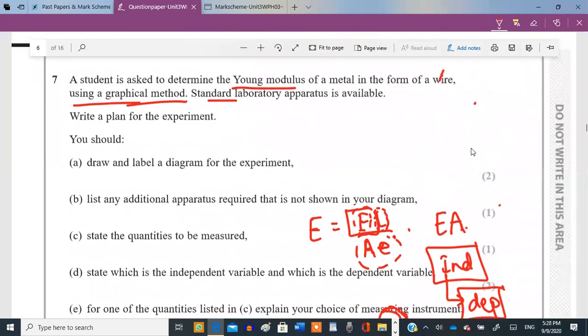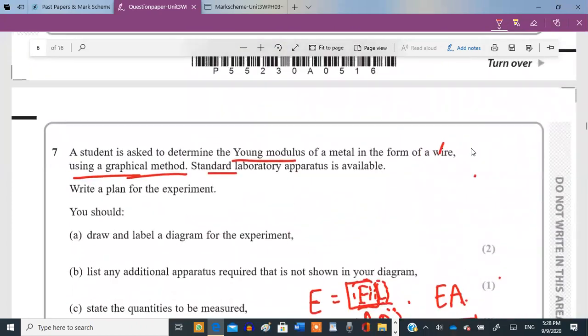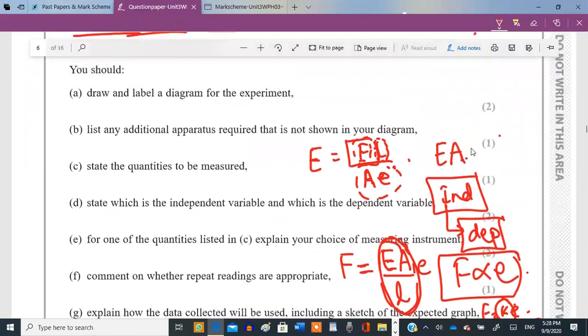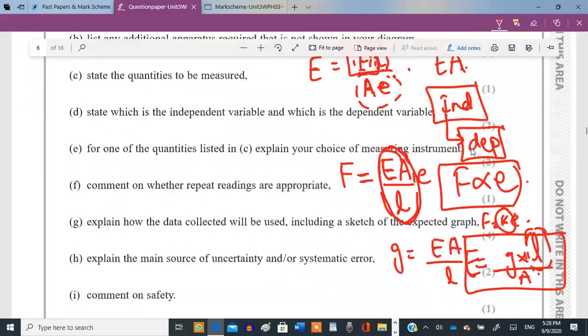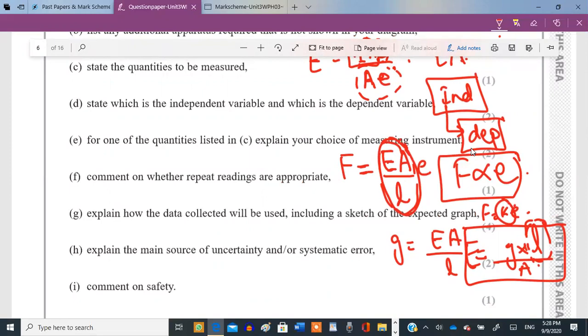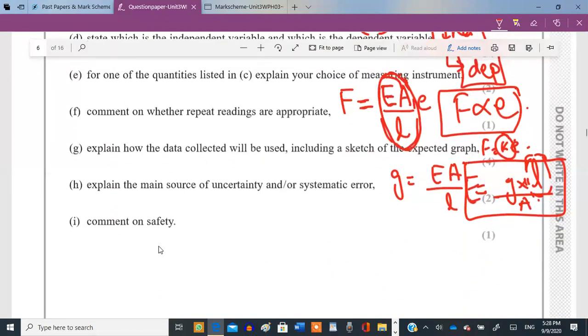First of all, a student is asked to determine the Young modulus of a metal in the form of a wire using a graphical method, and standard laboratory apparatus available. We need to first draw a diagram and then list the additional apparatus which is required and not shown on the diagram. And then we need to state the quantities to be measured. Then we need to state what the independent and the dependent variable are. And then for one of the quantities listed, explain the choice of measuring instrument. And then we'll need to comment on whether repeat readings are appropriate or not. And then explain how the data collected will be used, including a sketch of the expected graph. And then you'll need to explain the main source of uncertainty or systematic error. And then we'll need to comment on the safety.